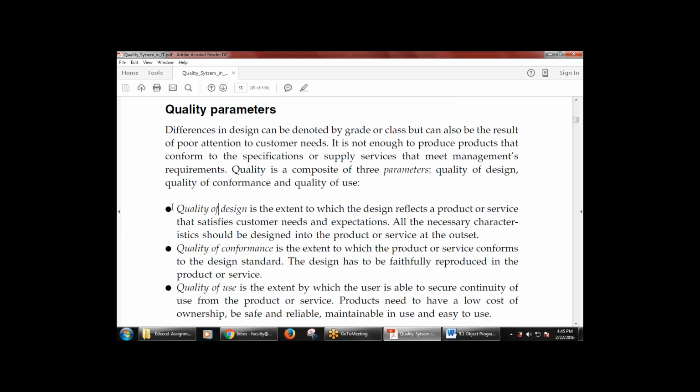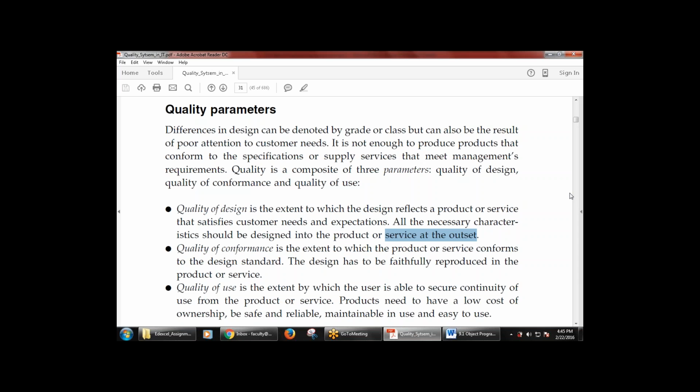Now, first is quality of design. It is the extent to which the design reflects a product or service. That means it is the degree to which the design will be reflected in the product or the service. It is the extent to which the design reflects a product or service that satisfies the consumer or customer needs and expectations. So what is the customer expectation? What are the customer needs? That will be defined by the extent to which the design reflects the product or the services. Every necessary characteristic should be designed into the product or service at the outset. That means the designing part is very good, the layout is very good, so that it will reflect the product and services that satisfy the customer needs.